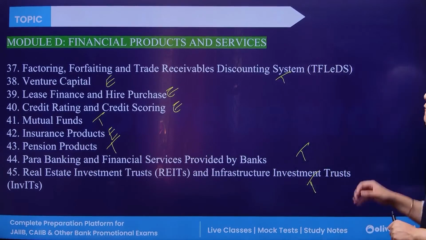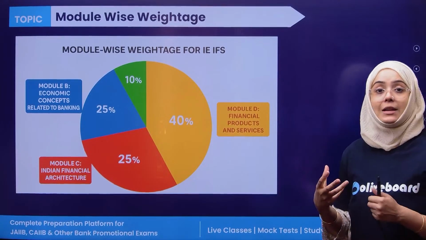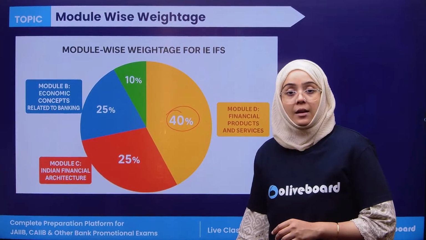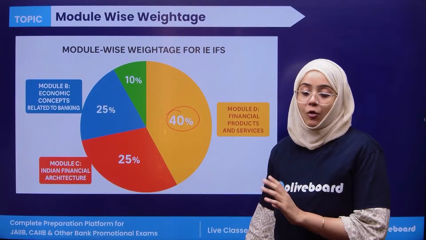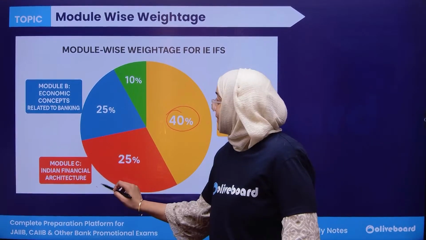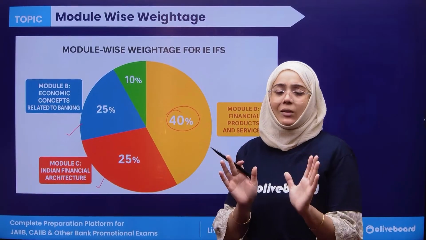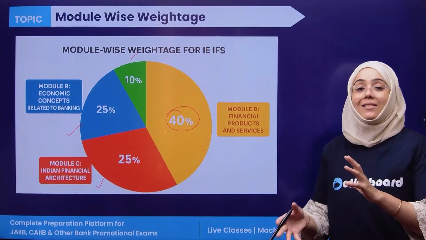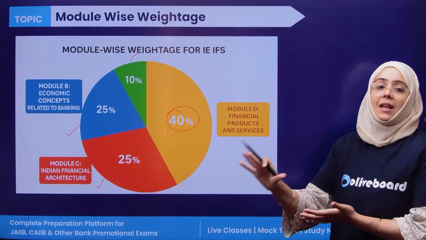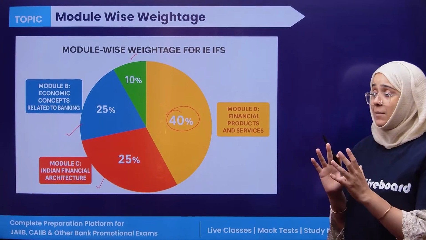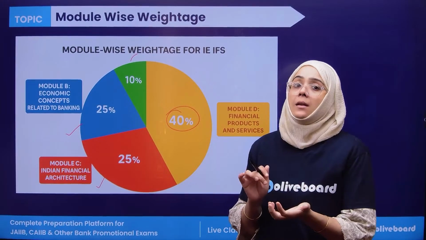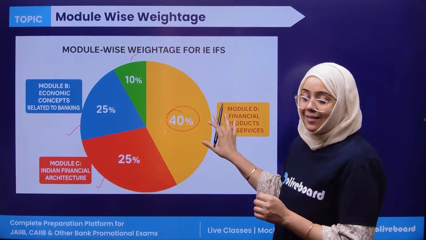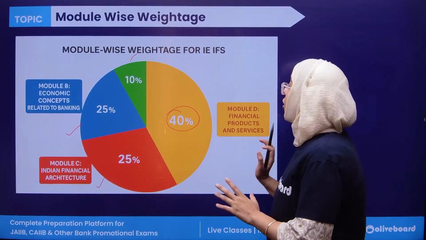Now the last thing is, what is the score or weightage for each module? When we are talking about module D, I have told you that you will get the maximum questions from module D, 40%. After module D, modules C and B are at the same point, 25% each. And then the rest is module A. So what you have to do is focus more on module D, and then focus equally on C, B, and A. Sometimes you will get more from A and less from B, sometimes more from B and less from A. So this can fluctuate, but this cannot fluctuate: maximum questions are asked from module D.